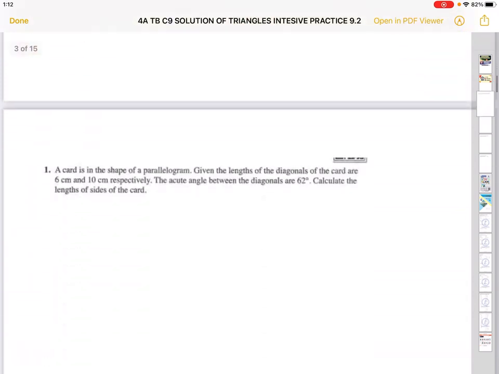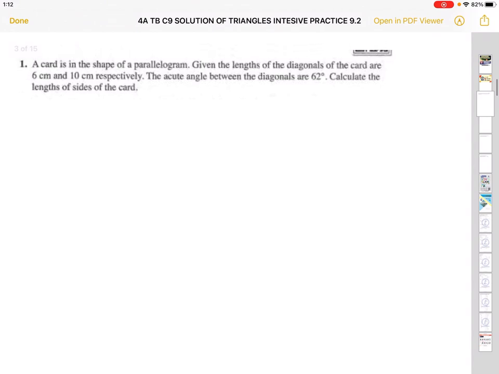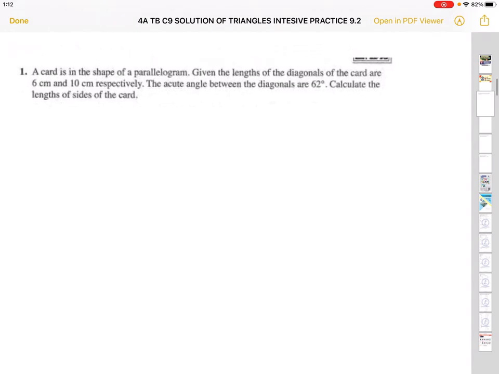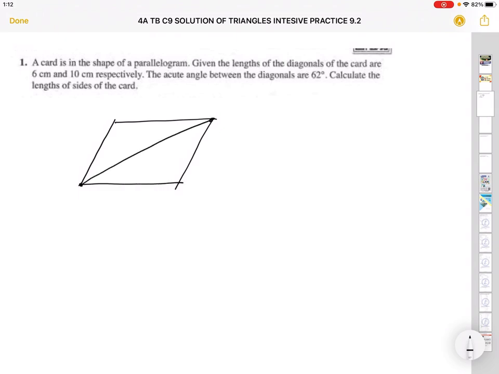Now let's get straight to the first question. Here we are given a card in the shape of a parallelogram. Now the lengths of the diagonals of the card, so I'll draw a parallelogram for you. The length of a diagonal means from one end here to another end here. One length is 6, another length is 10.